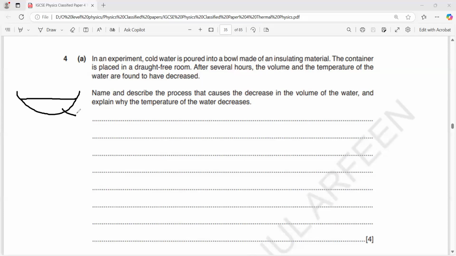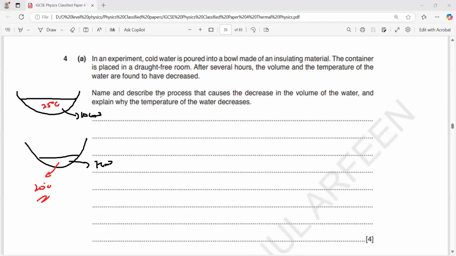For example, let's say we took 10 cm cube of water. After some time, what we observed is that the volume is now, let's say, 7 cm cube, and the temperature has also decreased. So this was at 25 degrees centigrade, but this one is at about 20 degrees centigrade.